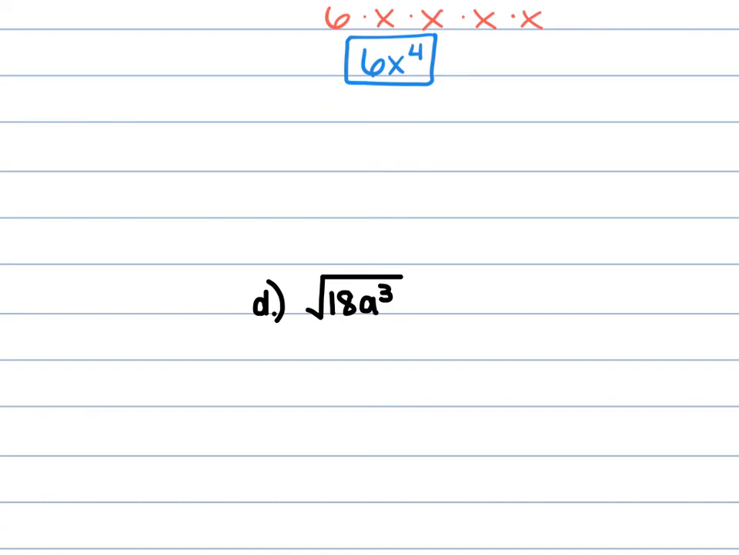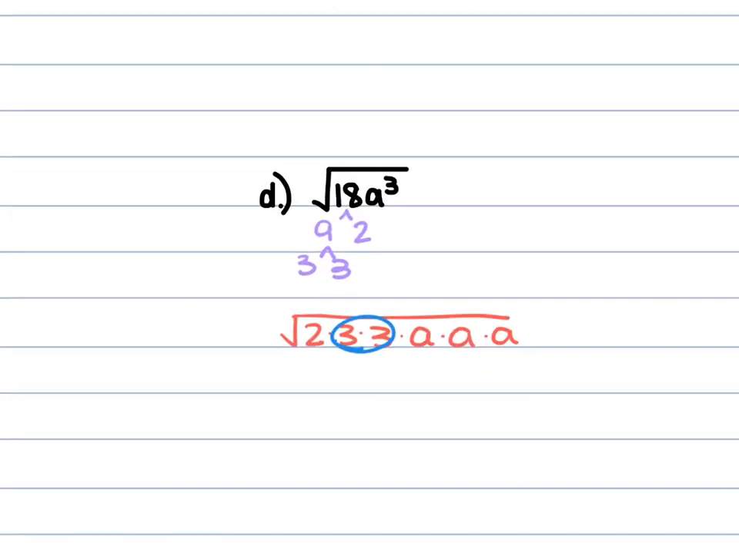For D, we have 18a cubed. So the 18 is 9 and 2. The 9 is 3 and 3. The a cubed is a times a times a. So this is the same exact thing as saying 2 times 3 times 3 times a times a times a. So we're grouping up sets of 2. We have 2 3's. We pull 1 out. We have 2 a's. We pull 1 out. Now that 2 and that a are left over, so they're going to stay underneath the radical sign. So this is just 3a times the square root of 2a.